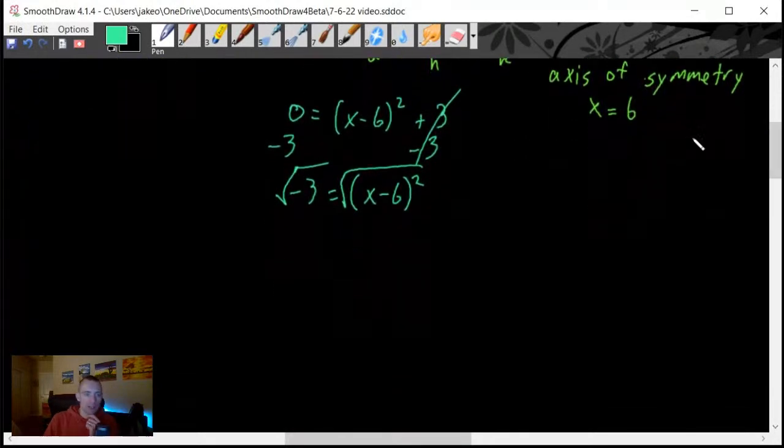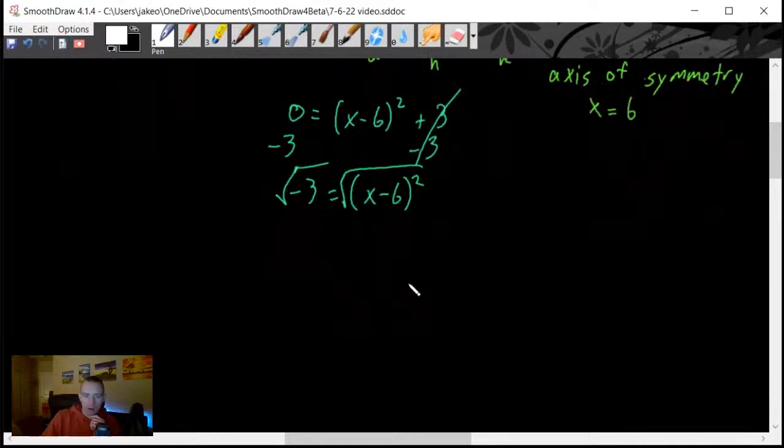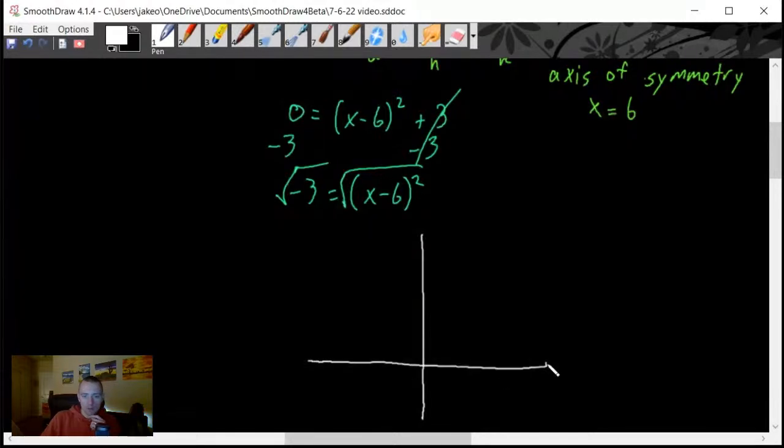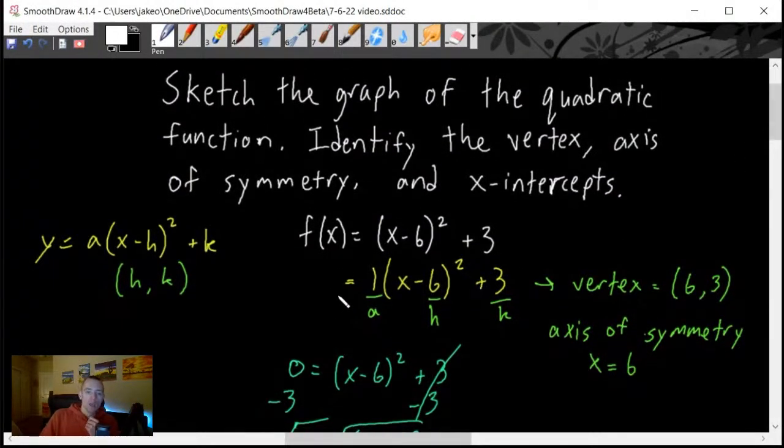But let's go ahead and go on to the sketch. At this point, we have figured out where the vertex of our parabola is, and we figured out that it has no x-intercepts. One other thing we should discuss before sketching our graph is that this a value is positive 1. What that a value tells you is two key things. If it's positive or negative, that tells you what direction the parabola is facing.